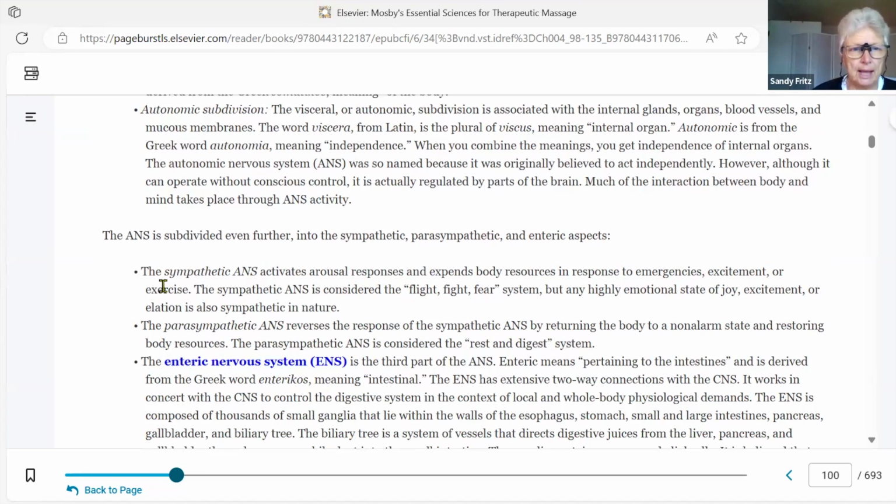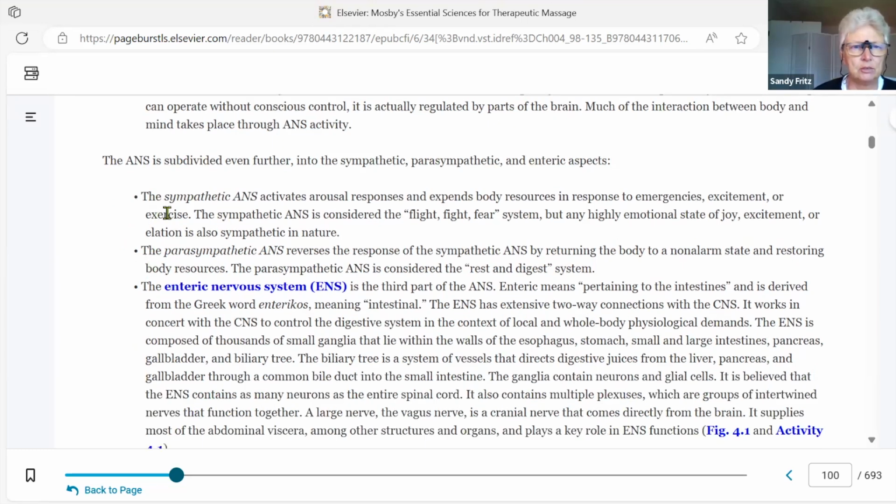So we have the autonomic nervous system divided into three parts. There is the sympathetic, which is where the fight, flight, fear, freeze, energy expending, vigilance, that's where that occurs. And then the parasympathetic, where we return from that vigilance to a non-alarm state, rest and restore, or rest and digest.